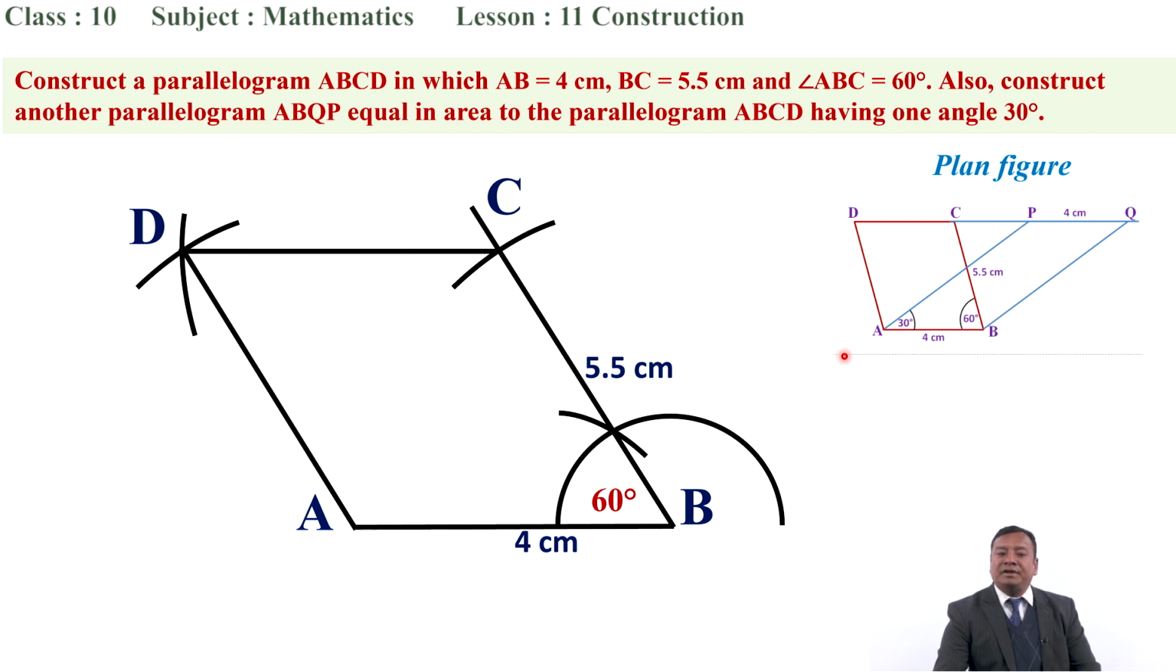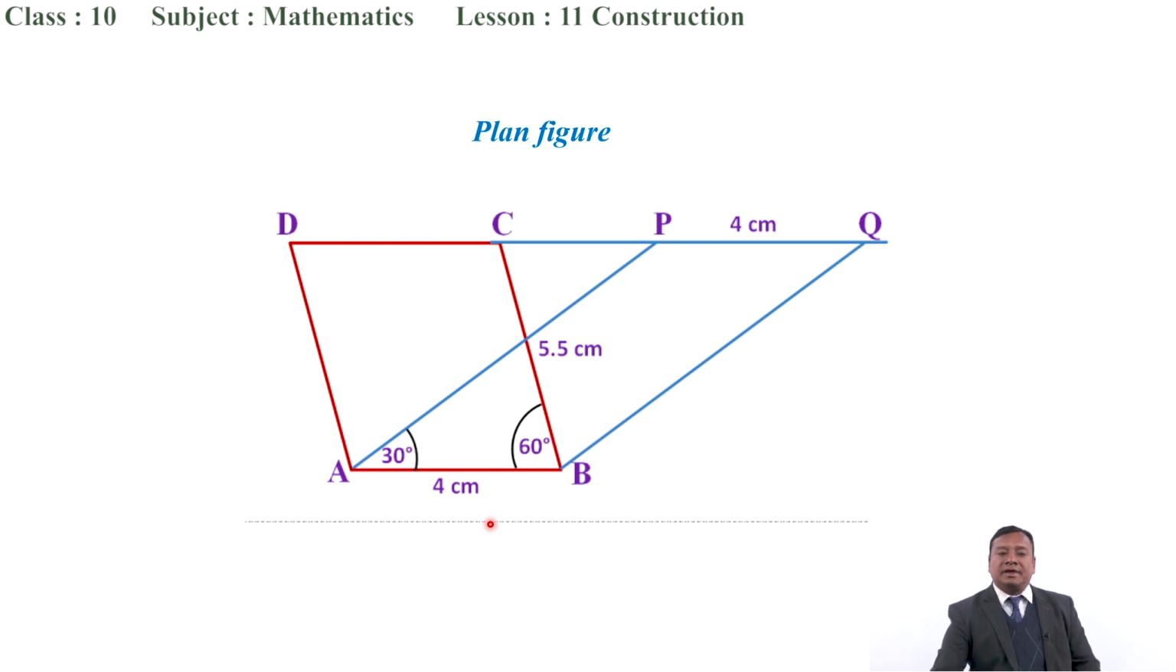Here at point A we have to make a 30 degree angle, right? So at point A now we have to make a 30 degree angle. You can see here, yes, at point A 30 degrees, and this AB is 4 centimeter, so PQ, the length of the opposite side of AB, must also be 4 centimeter, yes?